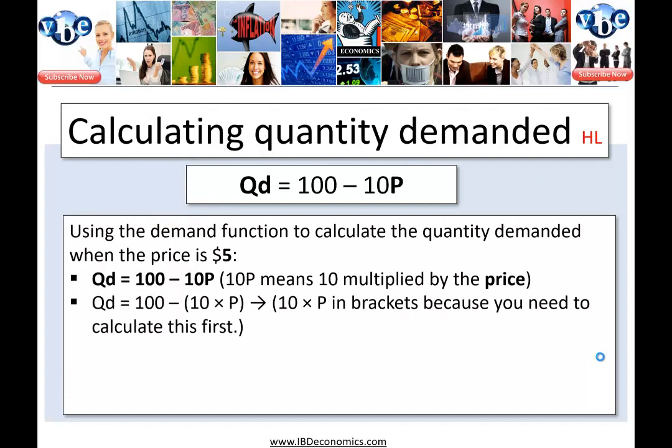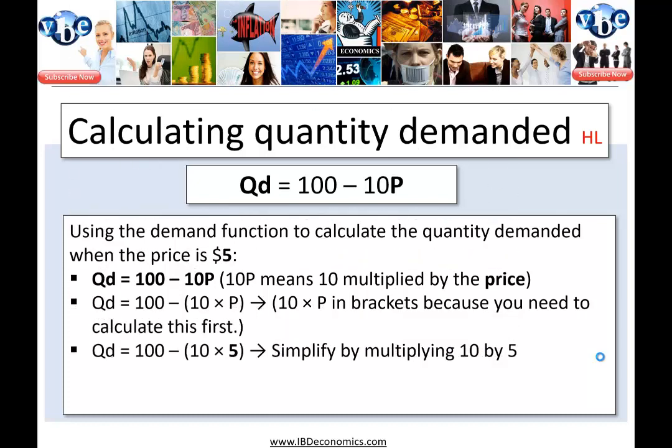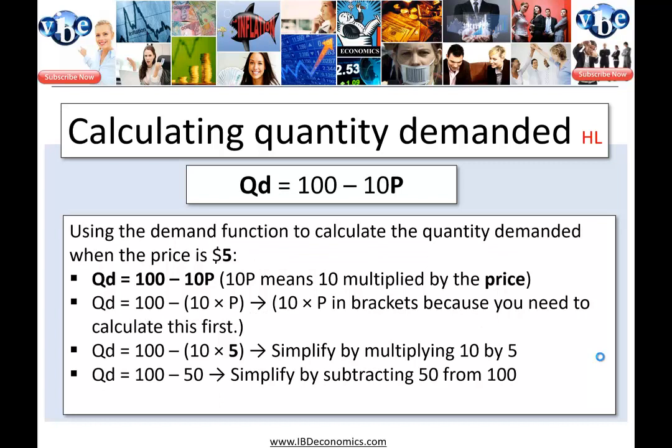So QD equals 100 minus 10 times P. 10 times P in brackets because you need to calculate this part first. So QD equals 100 minus 10 times 5 in brackets here, 5 being the price, $5. And we simplify that by multiplying 10 by 5. So step by step, very, very easy. QD equals 100 minus 50. And we simplify that again by subtracting 50 from 100. So the quantity demanded when the price is $5 is 50.